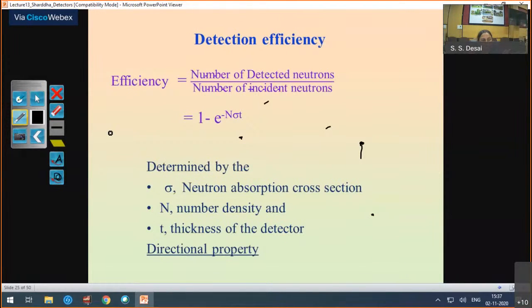Okay, the other important property of the detector is detection efficiency. This is the ratio of the number of detected neutrons to the total number of incident neutrons on the detector. Again you can see there is no volume in this picture. It is 1 minus e raised to minus N sigma t. Again N is the number of neutron sensitive nuclei or material per unit volume, sigma is the neutron absorption cross section, and t is the gas thickness through which the neutron is passing, or the thickness of the detector from which we are incident with neutrons. So here it is a directional property and not a volumetric property.